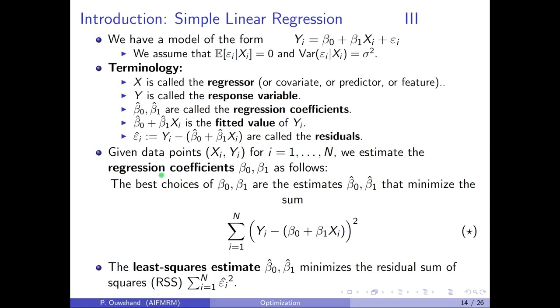Given data points xi and yi now for i equal to 1 to n, we estimate the regression coefficients, in other words the optimal beta 0 and beta 1 that we're looking for, as follows. The best choices of beta 0, beta 1 are those estimates that minimize the sum of the squares of the residuals. In other words, we regard this as a function of beta 0 and beta 1, and we minimize it. So the least squares estimate, beta 0 hat, beta 1 hat, minimizes the residual sum of the squares.